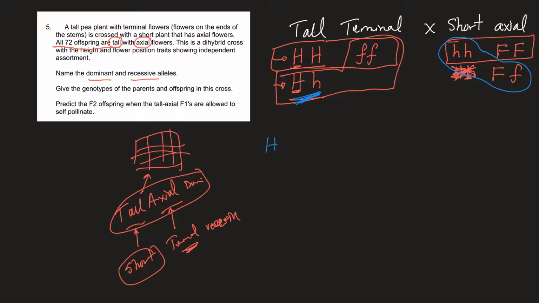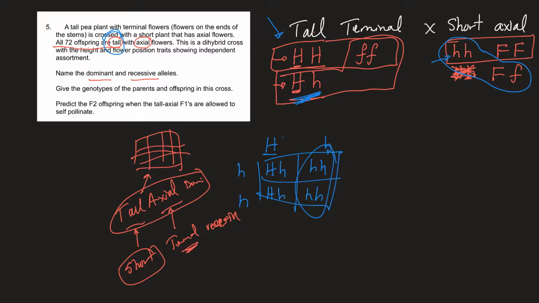So really, if I crossed this, let's just do that. If I crossed an H little h, so the alleles for that would be a capital H and a little h, with a short plant, which is two little h's, and I'm just doing a baby Punnett square here. If I cross that, here I'd get capital H, little h, capital H, little h. Here, two little h's. I'm going to come up with short plants, but they said I can't. They said they're all tall. So that means that this plant here, when I said tall terminal, it cannot be this heterozygote. It has to be this one.